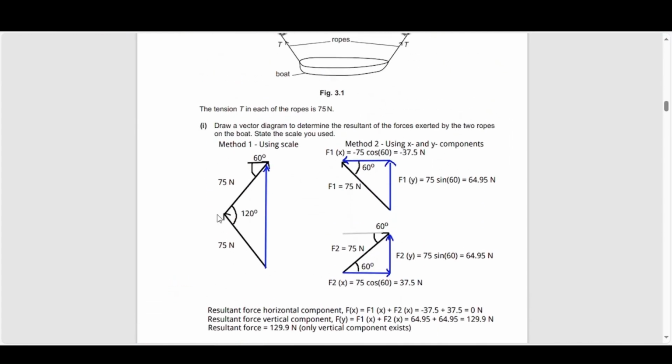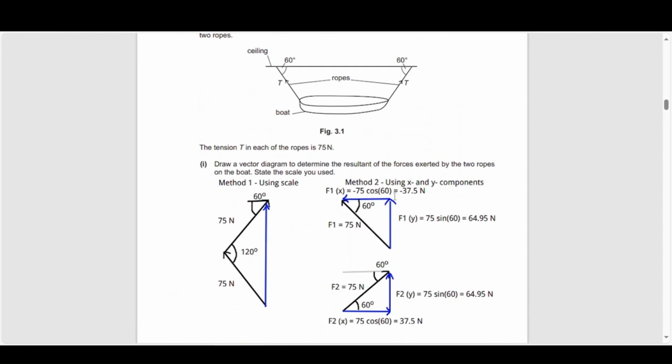But if I look at the other method that I've used, where I am going to use X and Y components. So what do I mean essentially, right? If I drew out the vector triangle, it is going to be the same. It doesn't matter whether you use the scale method or you use the component method using Pythagoras and trigonometry, which is what I've shown here. So you would still have this triangle on the left to be your vector triangle.